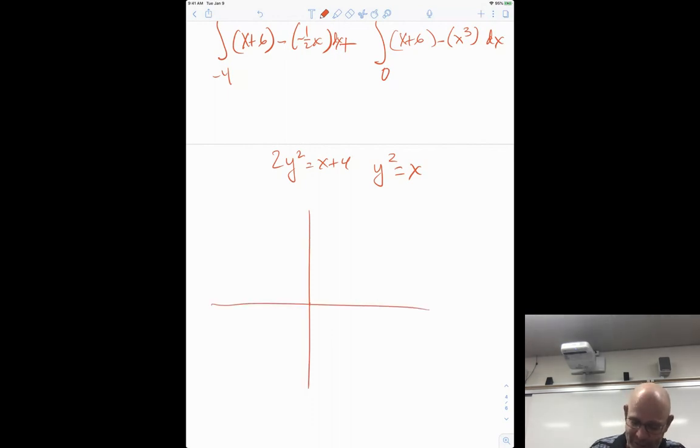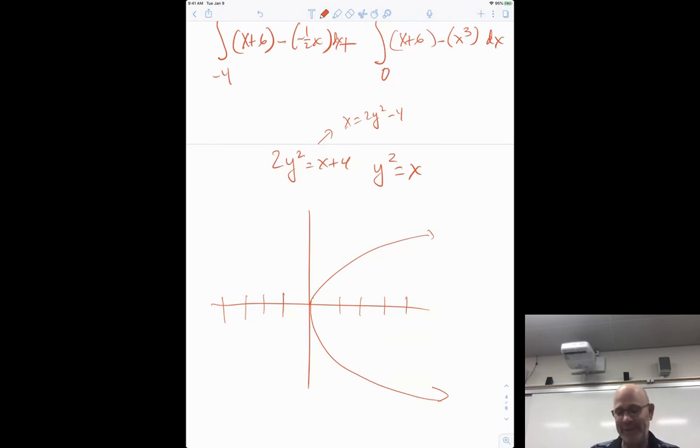Now, this is x equals y squared, which is this curve. And then this one is x equals 2y squared minus 4. So it's going to drop down 4. It's also a negative. Oops. 2, sorry, did I do that right? No, I didn't do that right. No, x equals, yeah, that's right, 2y squared minus 4.